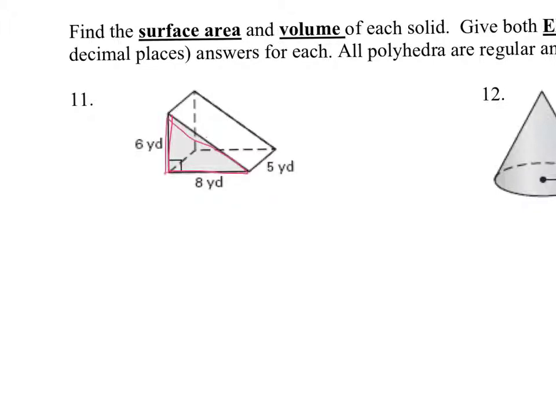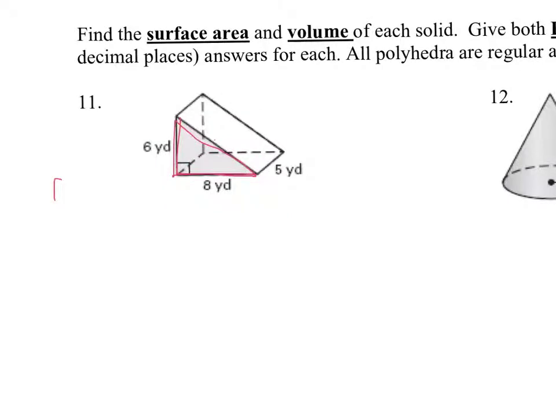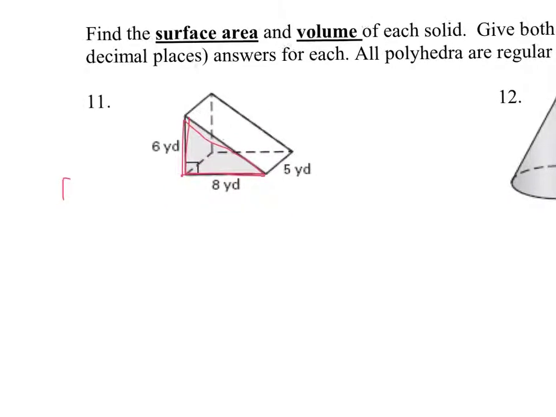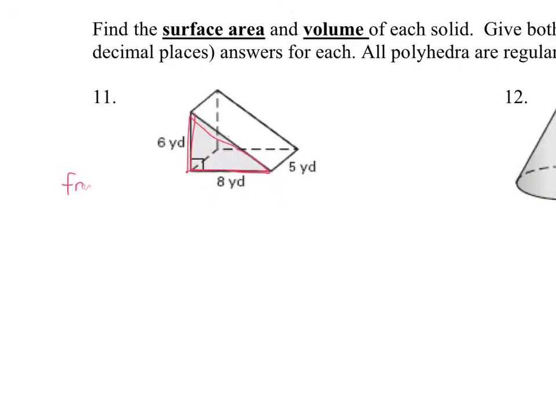You can see it's a right triangle, 6 by 8. And so we just do 1/2 base times height. So 1/2 times 8 times 6. But can you also see that the back part is also going to be that same right triangle? So I'm going to make this front and back, and whatever 1/2 times 8 times 6 is, I'm just going to times it by 2. So if you multiply all those in, you get 48.